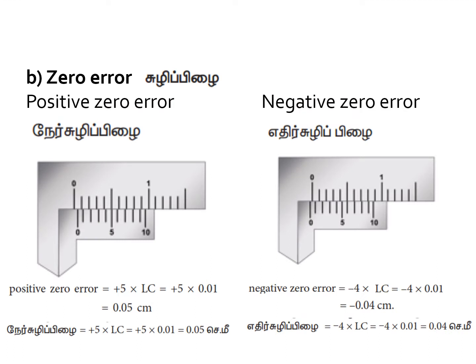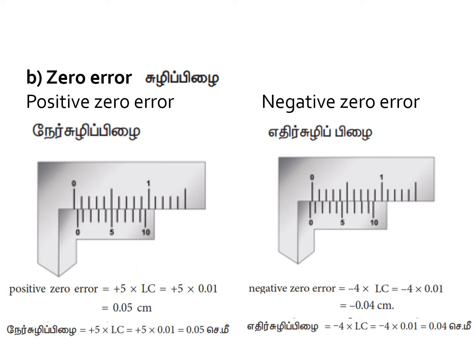Zero error. Unscrew the slider and move it to the left such that both the jaws touch each other. Check whether the zero marking of the main scale coincides with the zero of the vernier scale. If they coincide, then there is no zero error. If they do not coincide with each other, the instrument is said to possess zero error. Zero error may be positive or negative. If the zero of the vernier is shifted to the right of the main scale zero, it is called positive error. On the other hand, if the zero of the vernier is shifted to the left of the zero of the main scale, then the error is negative.